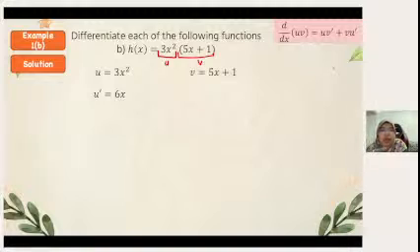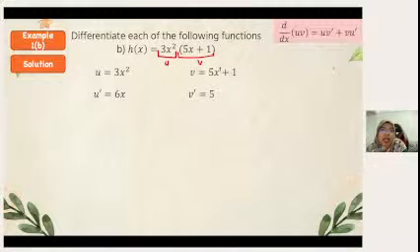Right, so what about v? v is 5x plus 1. So this is x to the power of 1. So 1 multiplied with 5 is 5. And then minus 1 to the power, so we get x to the power of 1 minus 1, which is 0. So x to the power of 0 is directly equal to 1. Therefore, for this one, v prime is simply equal to 5.